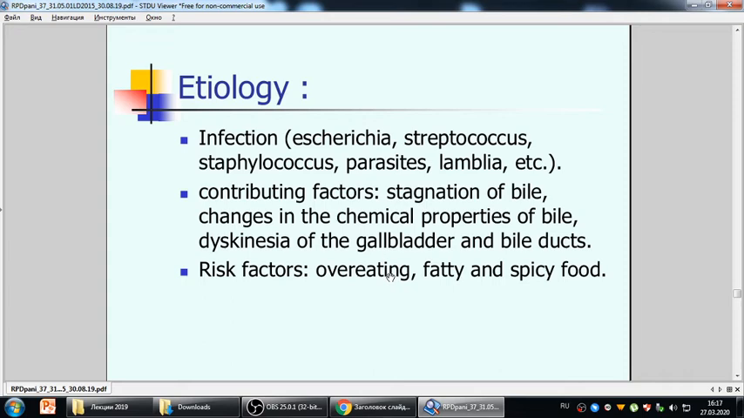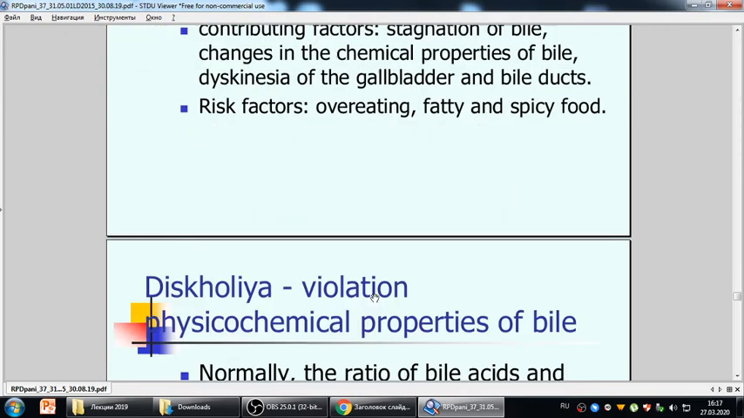just disturbance of the regime, the time and frequency of eating.